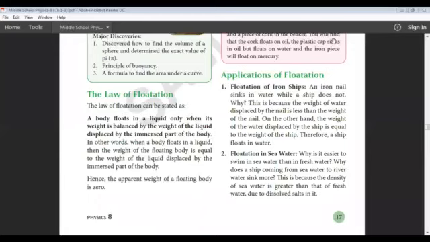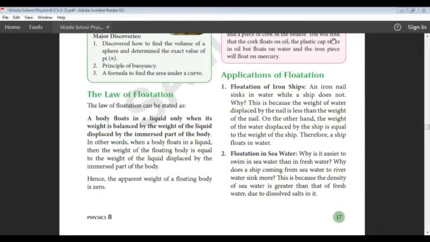Okay children, so now we will learn about some of the applications of flotation. See here, the first one is flotation of iron ships. Usually an iron nail sinks in the water, but a ship does not sink. A ship always floats on the water.